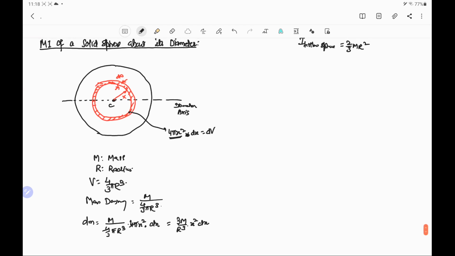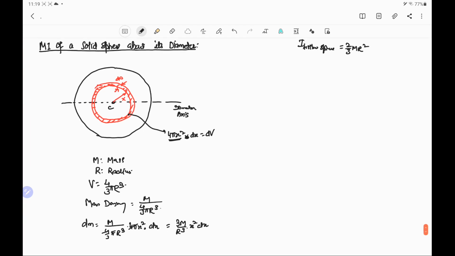Using the formula of the hollow sphere, we will find the elementary moment of inertia, that is 2 by 3 mass of the hollow sphere. We have found dm, and radius of this hollow sphere is x, so x square. So this is the elementary moment of inertia.